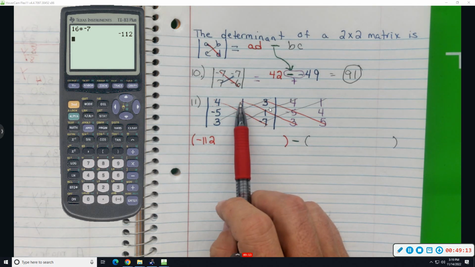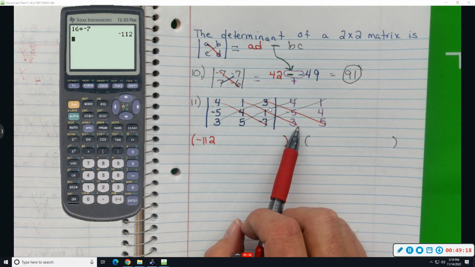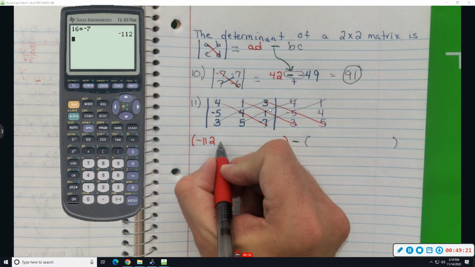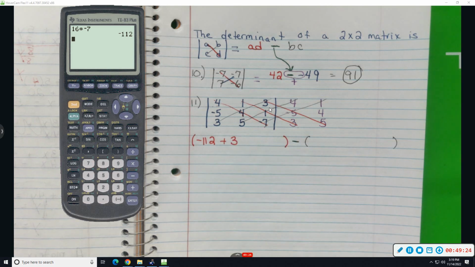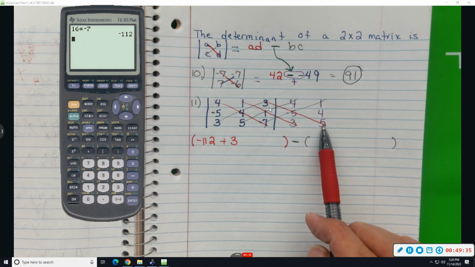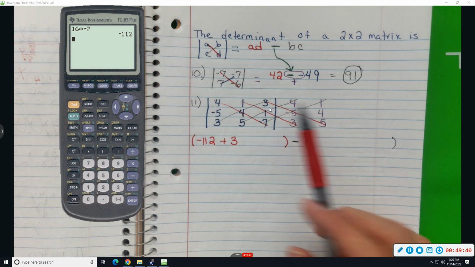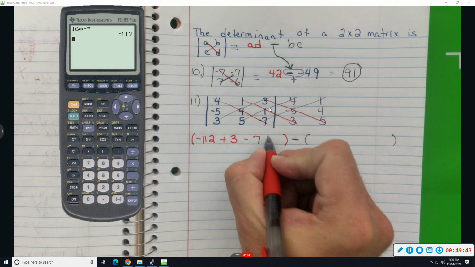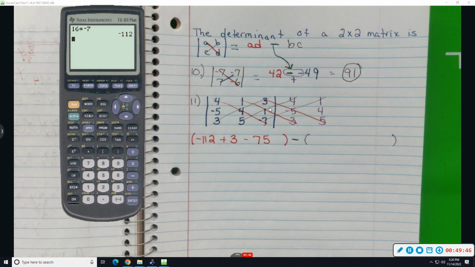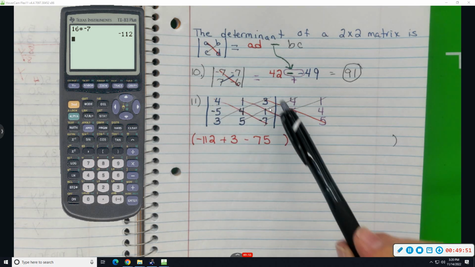Oh, now the second diagonal, that one's easy to do in my head. 1 times 3 is just a positive 3. You see what I'm doing? I'm multiplying these 3 diagonals. The third one. 3 times negative 5 times positive 5. 5 times negative 5 is negative 25 times 3. That's a negative 75. See what I did? I multiplied each one of these 3 diagonals.